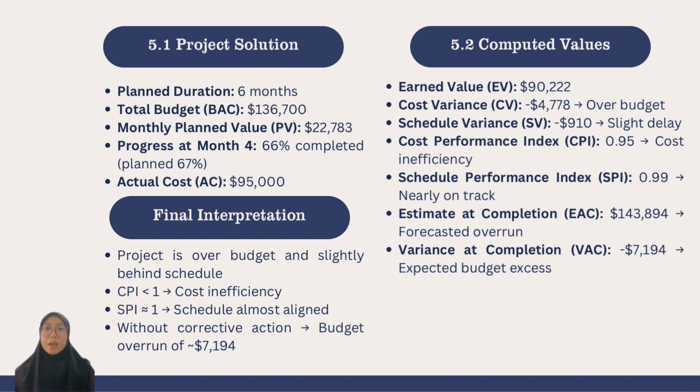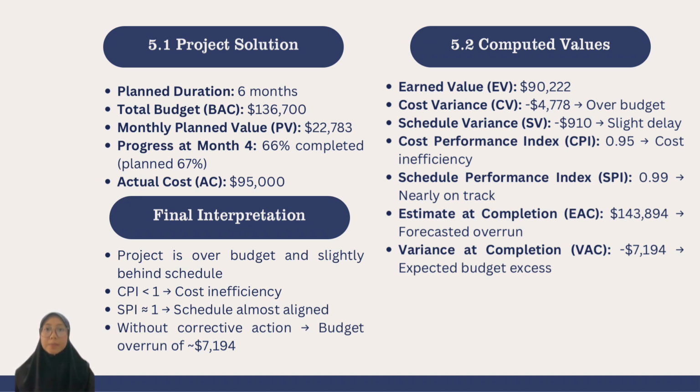From these figures, we calculate the earned value at $90,222. The cost variance is negative at $4,780, meaning the project is over budget. The schedule variance is at negative 910, showing a slight delay. The cost performance index is 0.95, which indicates cost inefficiency, while the schedule performance index is 0.99, showing that the schedule is nearly on track.